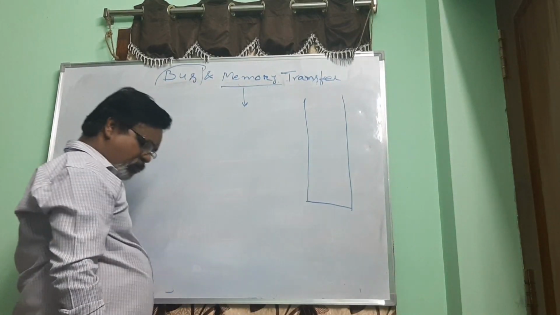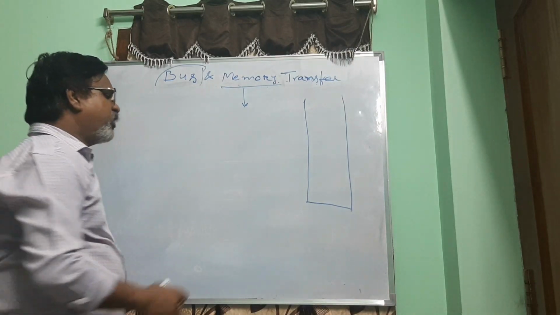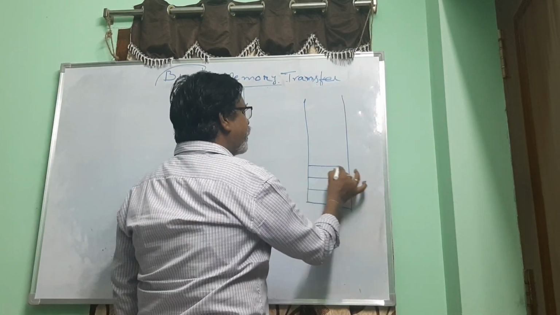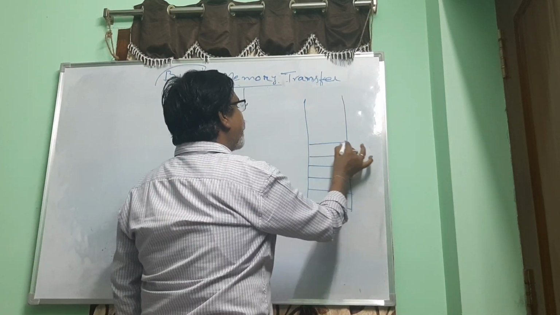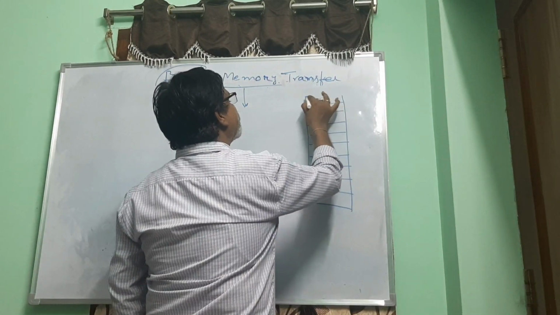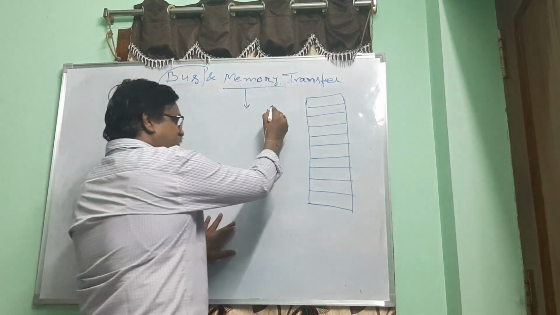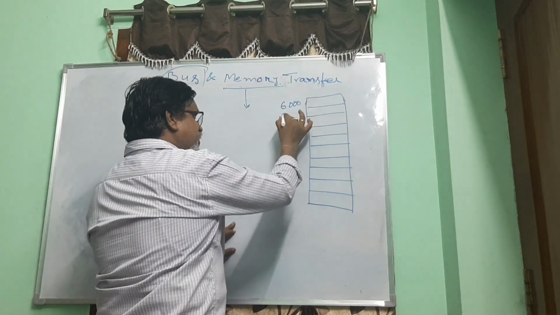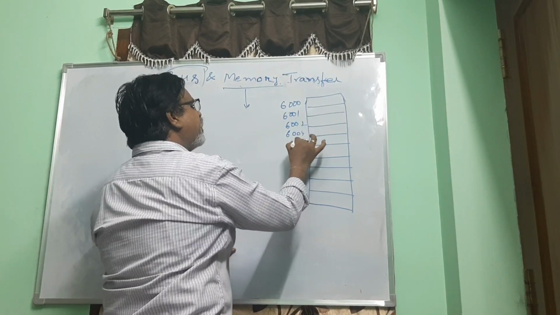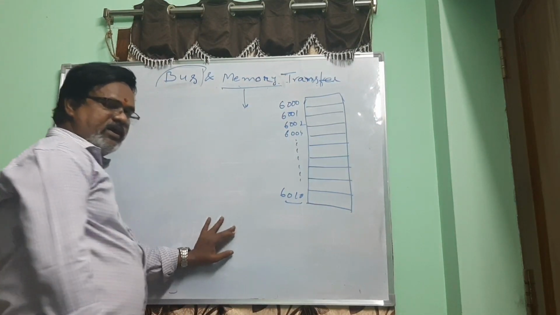whenever we write a program to perform some operation, after decoding the program, the values are stored in a group of memory locations like this. But each and every memory location will have an address. So for example, you assume it is 6000 address, it is 6001, it is 6002, it is 6003, and so on, 6010 or something like that.